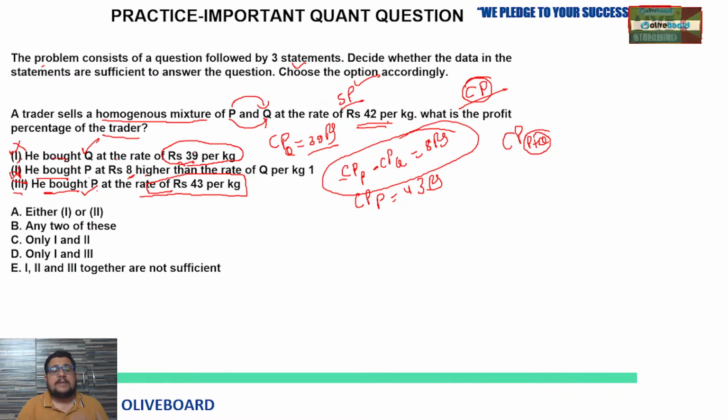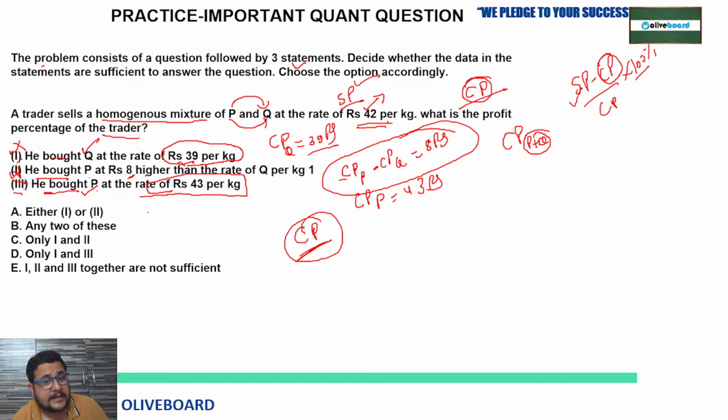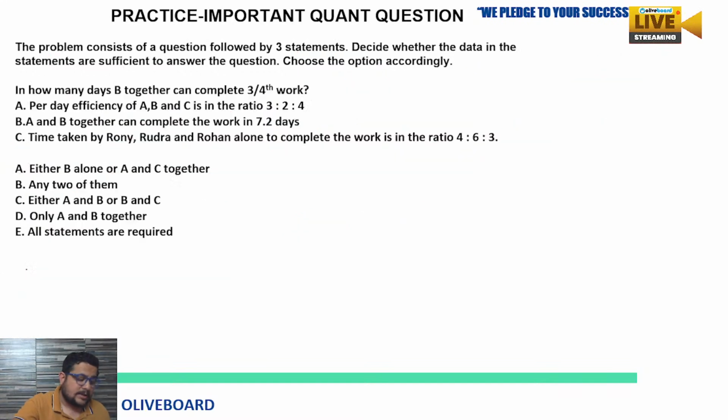So even by mixing all these statements, we are not getting the mixture cost price, and that is needed. Only then can we compare the selling price with the mixture. Because profit percent is equal to what? Selling price minus cost price upon cost price multiplied by 100. So the selling price we have, but the cost price we don't, and by the given data we are unable to calculate that. So that's why first, second and third together are not sufficient to answer this.